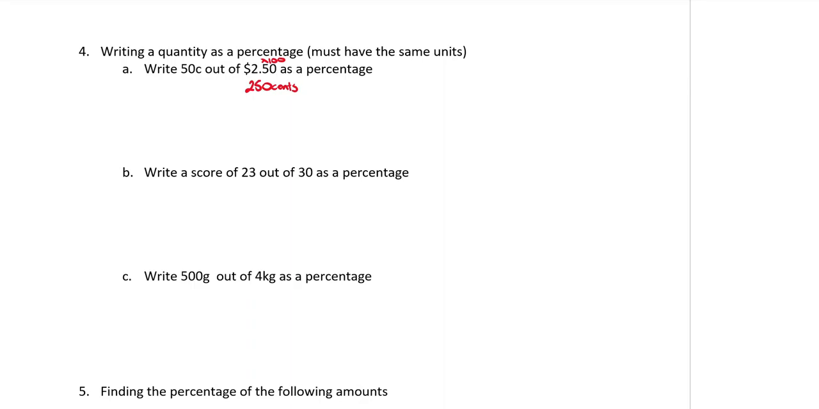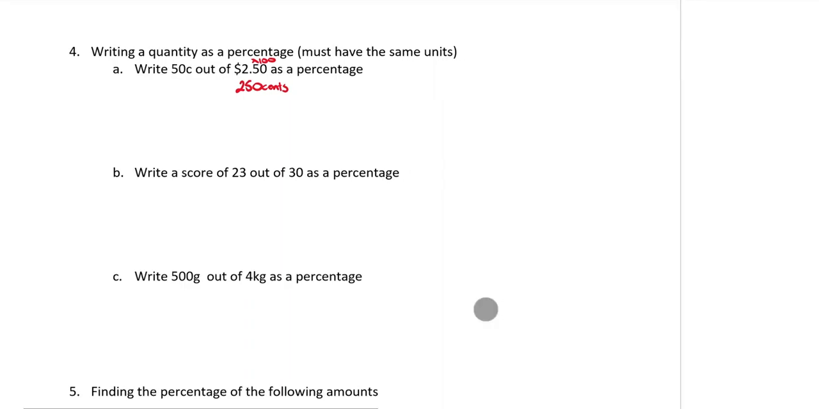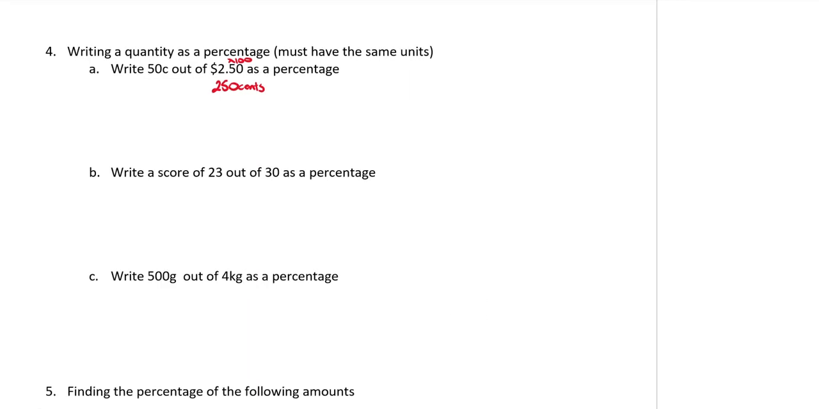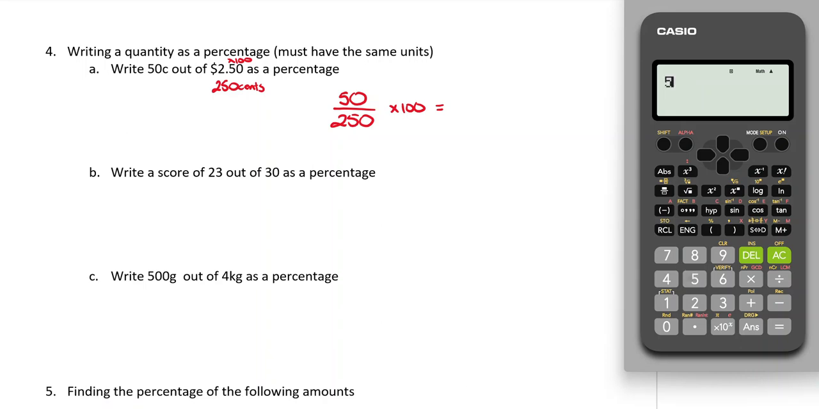So now if I read this again and it says I have 50 cents out of 250 cents, out of means you could write that as a fraction, 50 out of 250. I've made that into a fraction. To turn a fraction into a percentage, you must times by 100. And that's our working out. Now we type it in. 50 over 250 times by 100 is 20%.